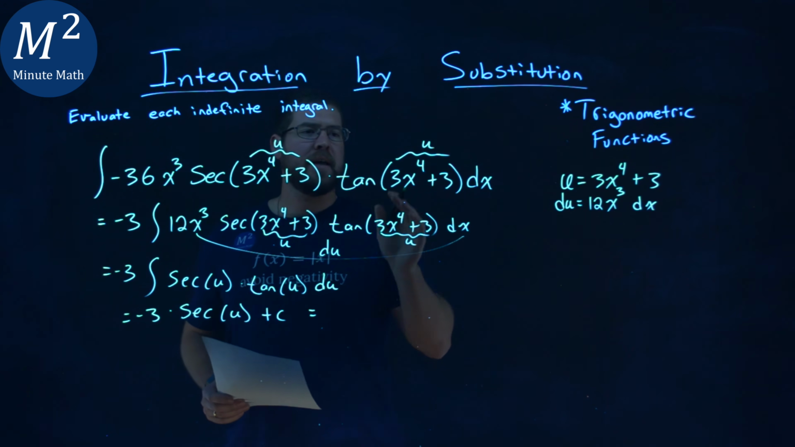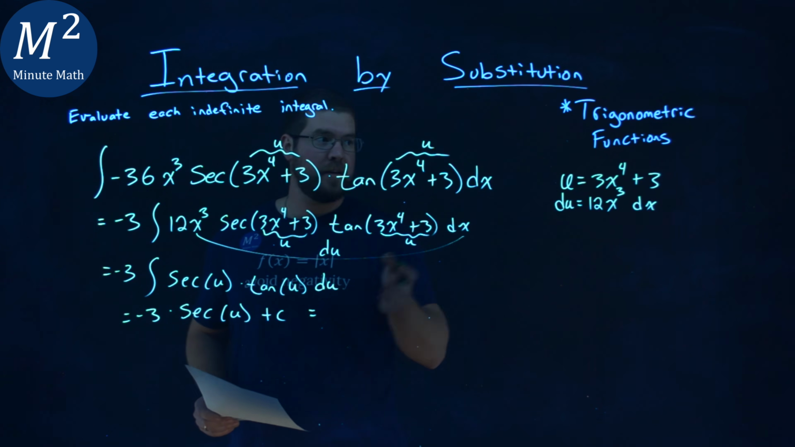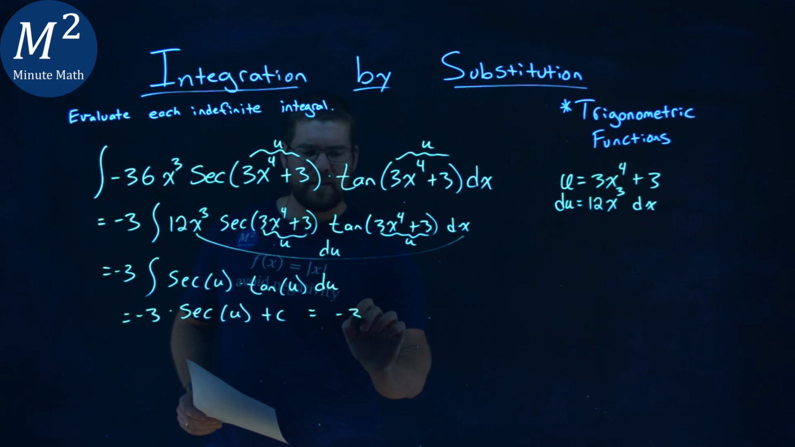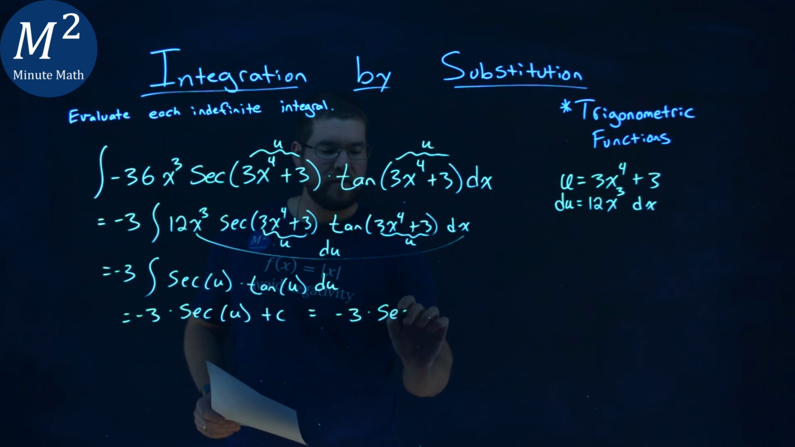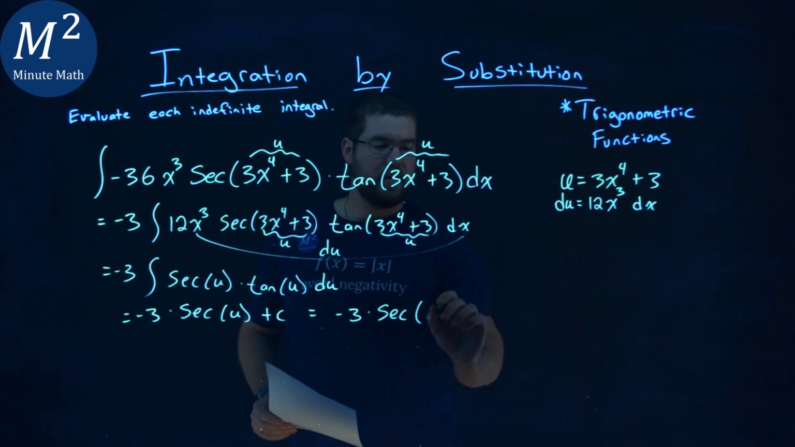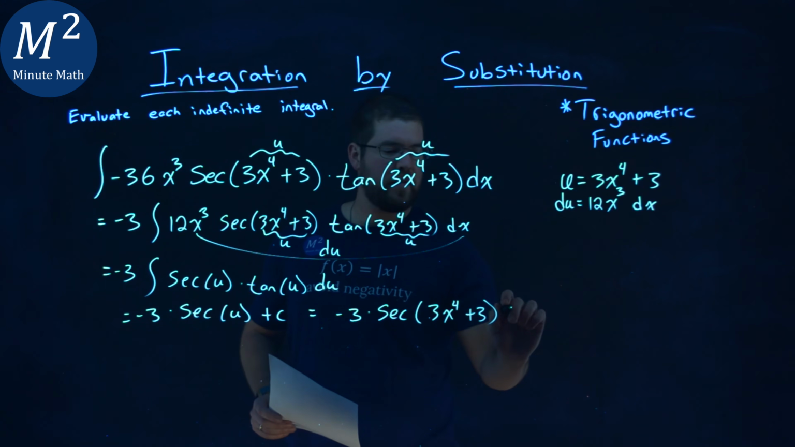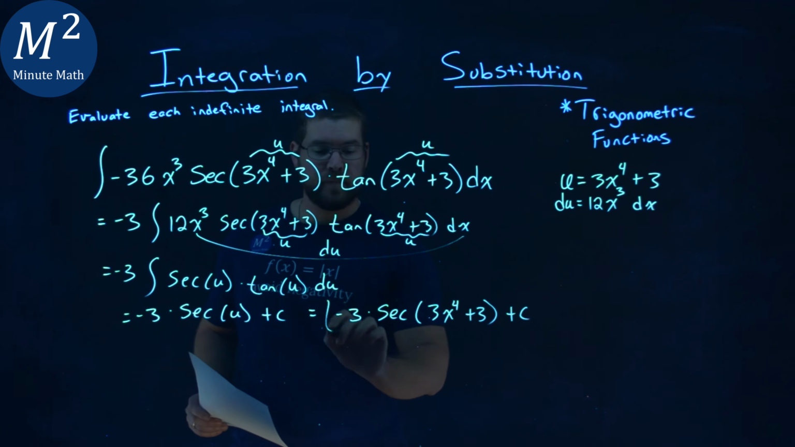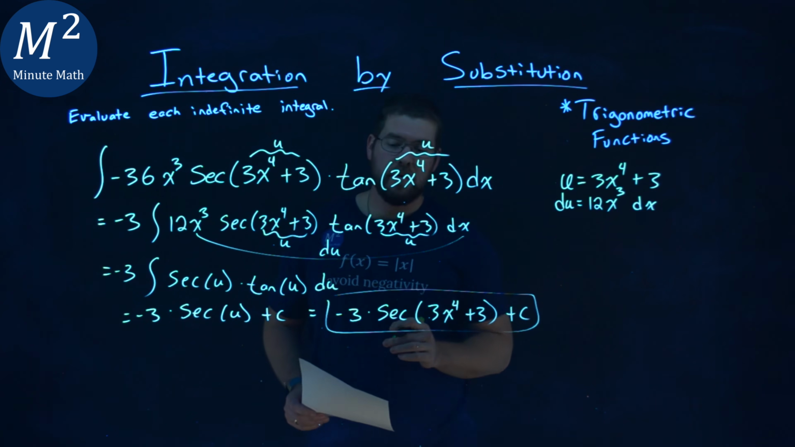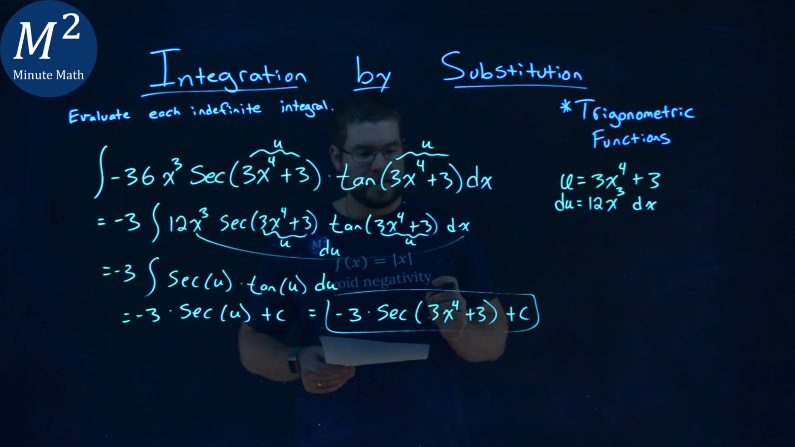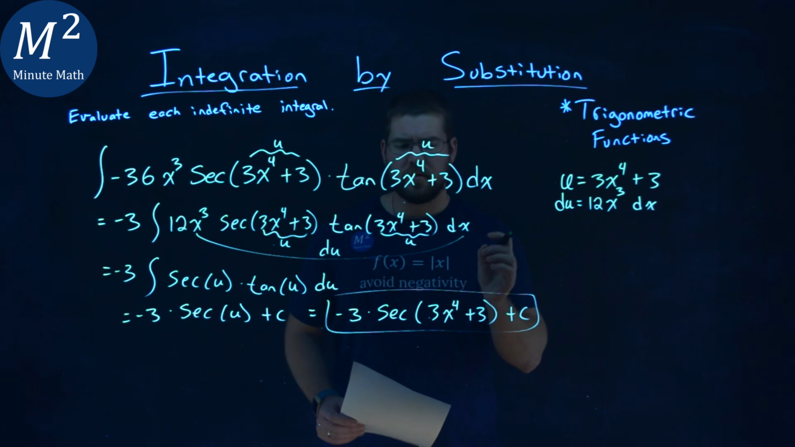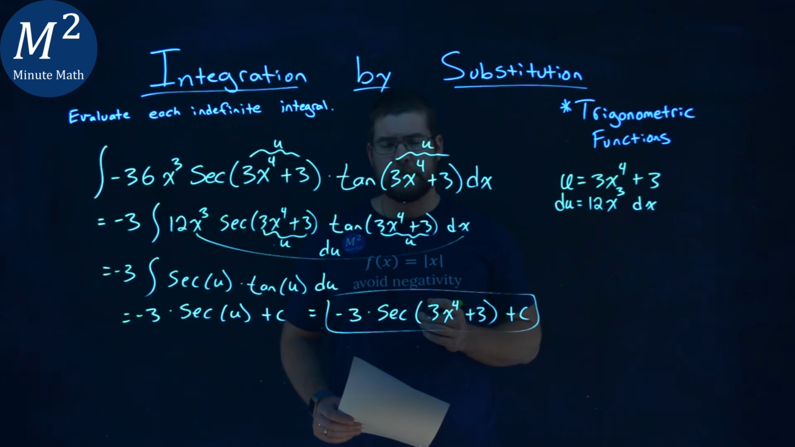Well, we're going to plug our u back in, in terms of x. So we have a -3 times the secant, and instead of u, I'm plugging in that 3x to the 4th power plus 3. And don't forget that plus c right there. And so our final answer here is -3 secant of 3x to the 4th power plus 3, all plus c.